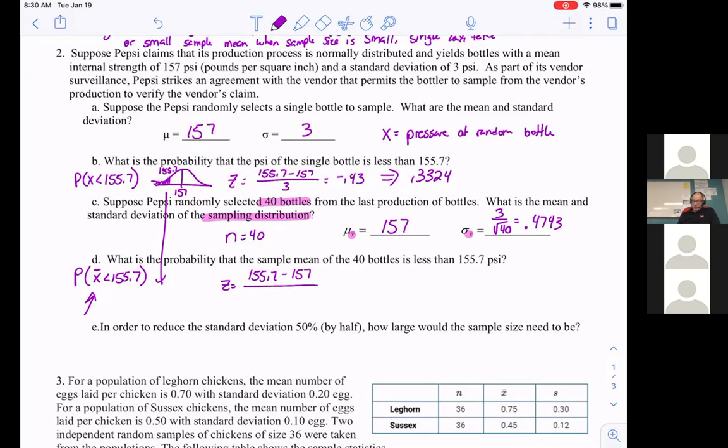Except my standard deviation changed. So this is 4743. It moves from being just a small negative 0.43 standard deviations below the mean to now 2.74 standard deviations below the mean. So that's a long ways away, becoming very, very rare. So rare that it's super small.